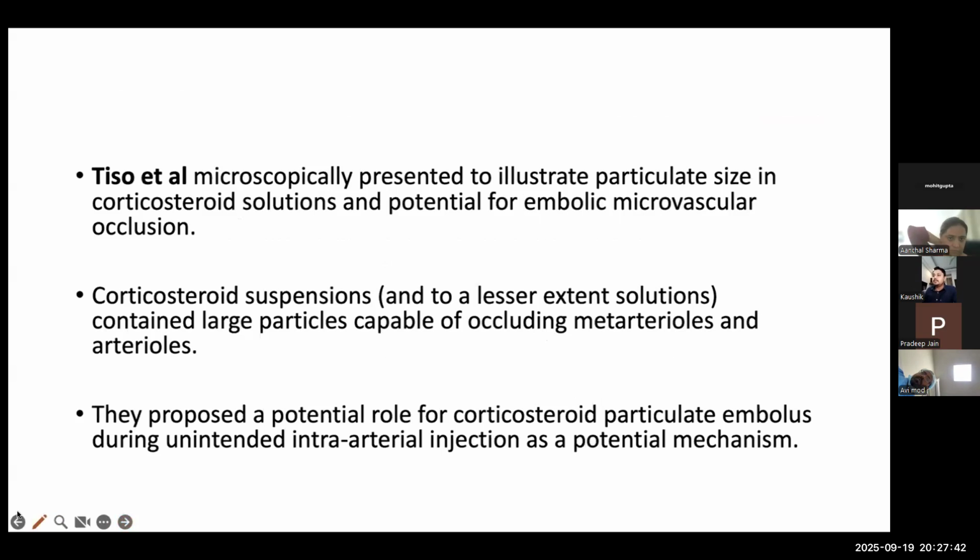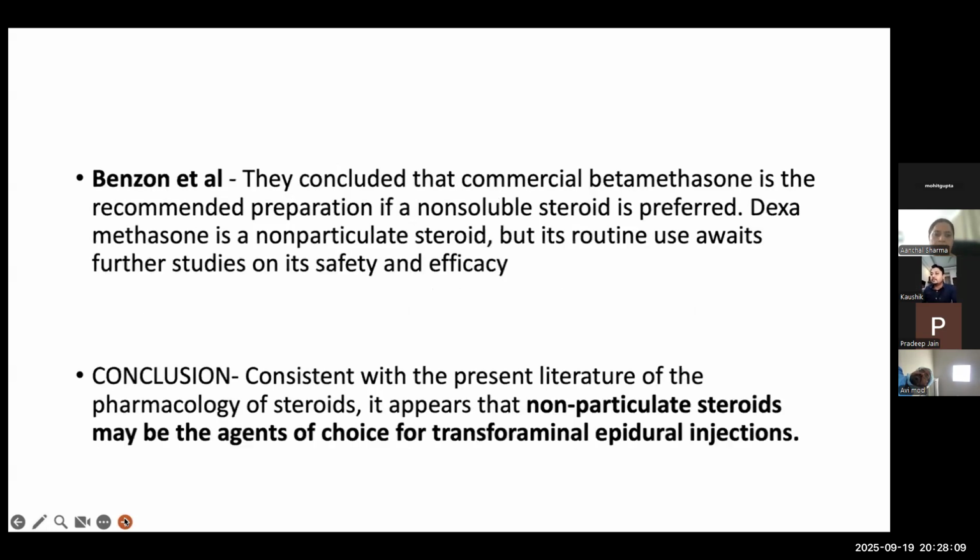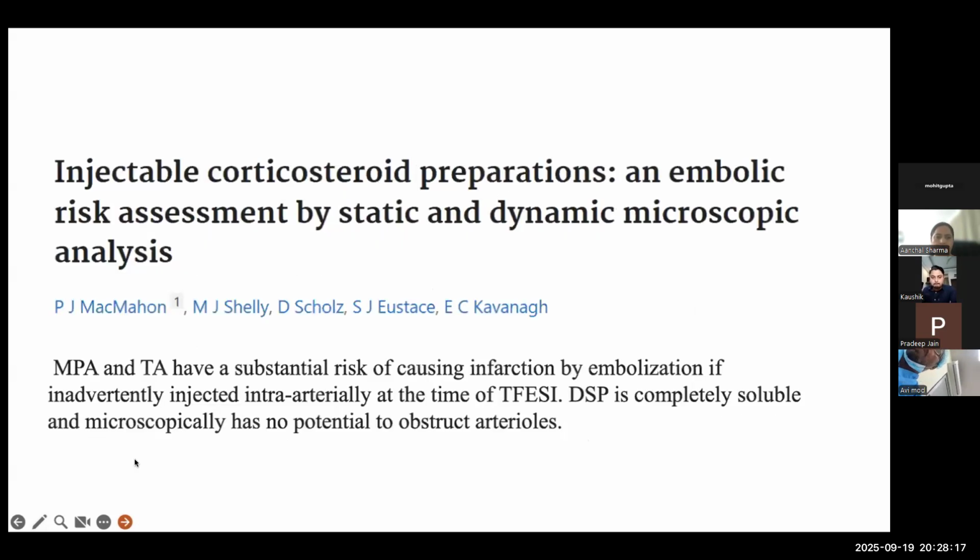And within the same study, Tissot et al. presented a microscopic picture to illustrate the particulate size of corticosteroids and their potential for embolic microvascular occlusion. And they found a definitive role of corticosteroid in producing particulate embolism. They concluded that, with the literature and with their study, non-particulate steroids could be the agent of choice for transforaminal injections.